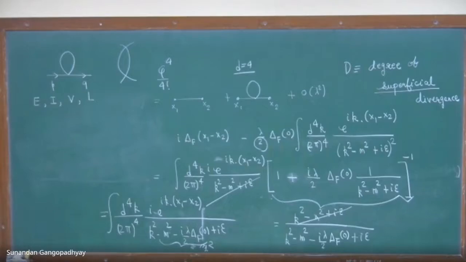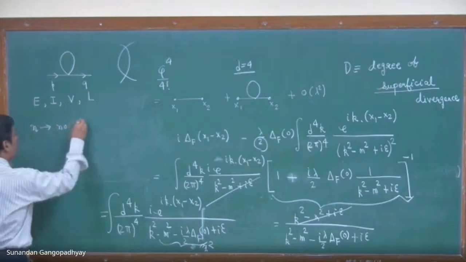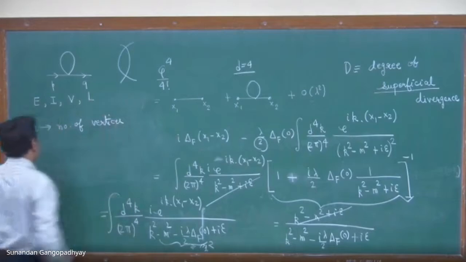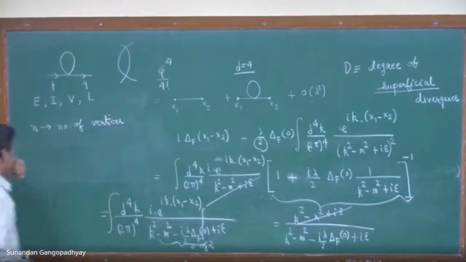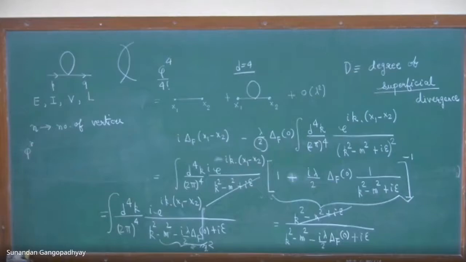And if you have a diagram with n vertices, n the number of vertices. So for the φ⁴ theory, at least for this kind of a theory, each vertex has 4 lines, right? For φ to the power of r theory, if your theory is φ to the power of r, then each vertex will have r lines. Right? φ to the power of 4, here r is equal to 4.